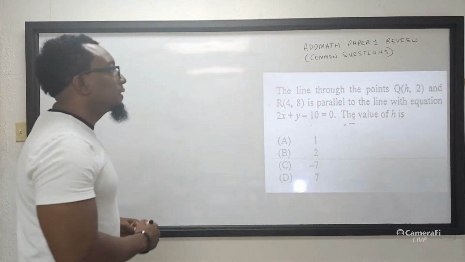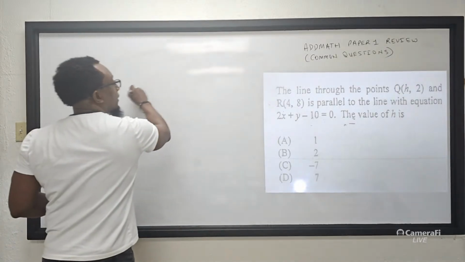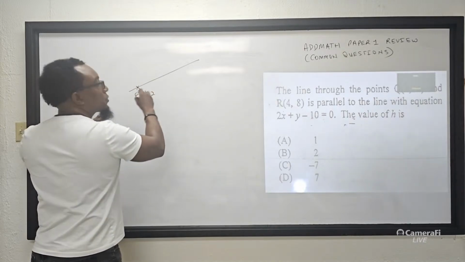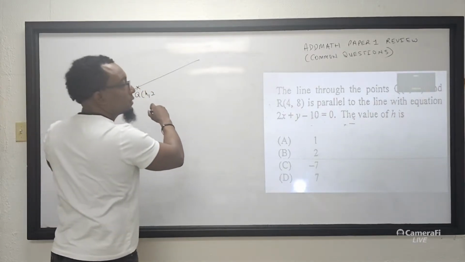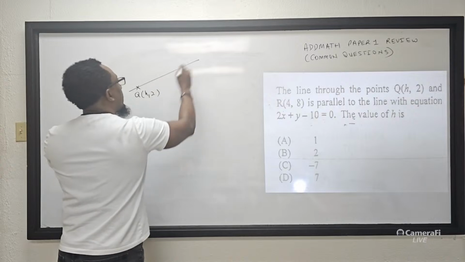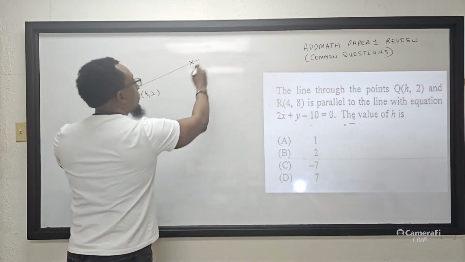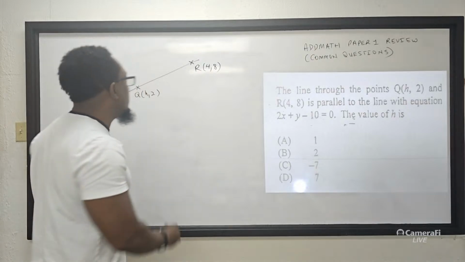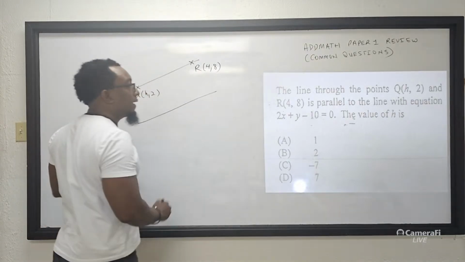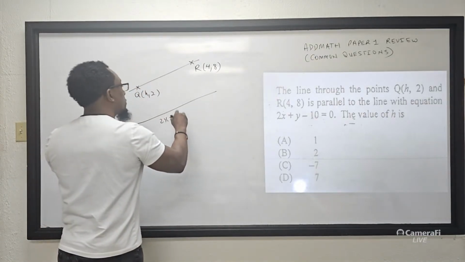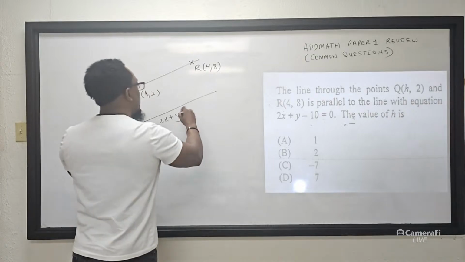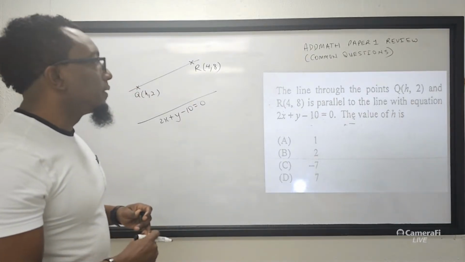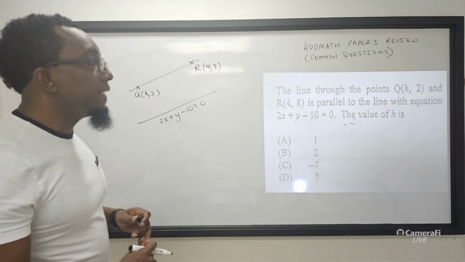So this is a line which passes through the point Q, whose coordinates are h, 2, and R, whose coordinates are 4, 8. It is parallel to a line with equation 2x plus y minus 10 is equal to 0. They want us to determine what is the value of h.